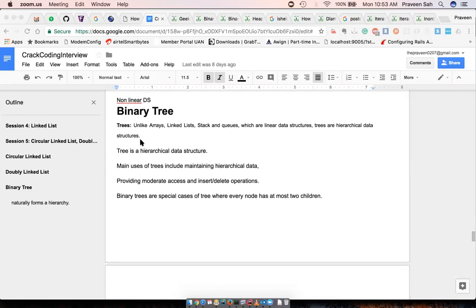So what is the benefit of reading these non-linear data structures? These structures help us maintain some hierarchy, and they also provide moderate access, and operations like insert, delete, fetch become much more improved. Most of the operations reduce from linear time, order n, to logarithmic time, order log n. This is the benefit they provide.